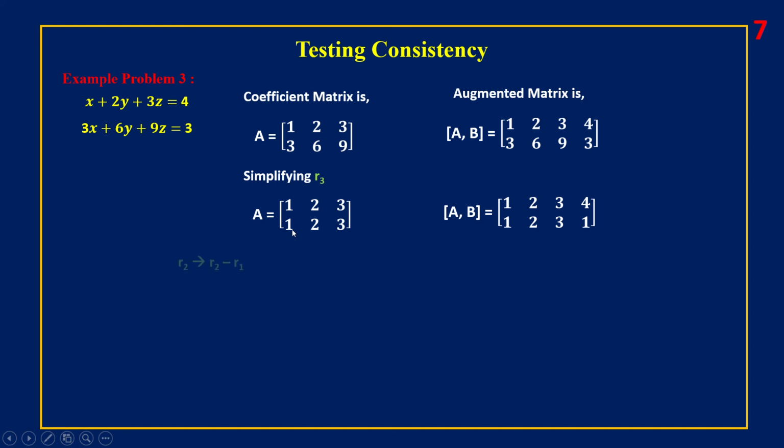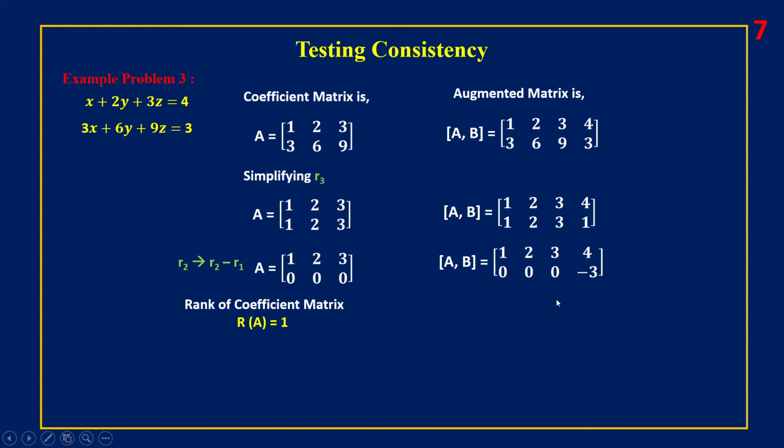So again we can reduce. Row 2 can be transformed to row 2 minus row 1. So here the row 2 elements will become 0. And in the last element, row 2 minus row 3, 1 minus 4, that will become minus 3. So when considering this coefficient matrix, rank of A equal to 1. But when considering rank of AB, here two rows have elements, and the last row has one element. So we cannot decide it is 1. We can decide it is 2. Rank of AB is 2.